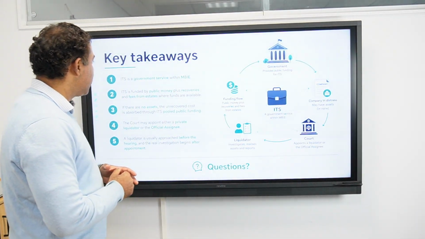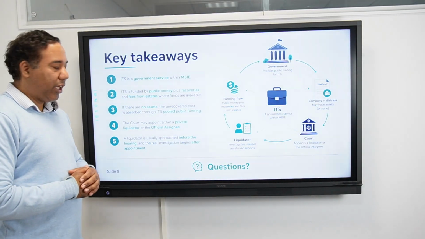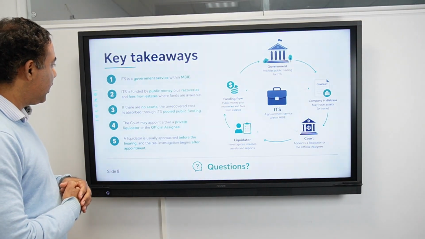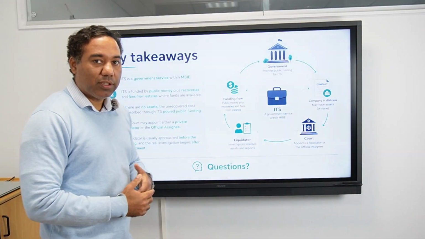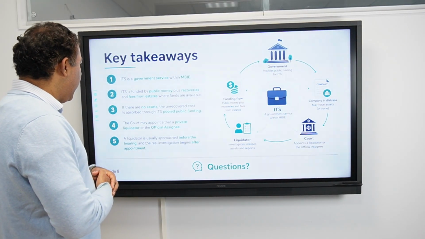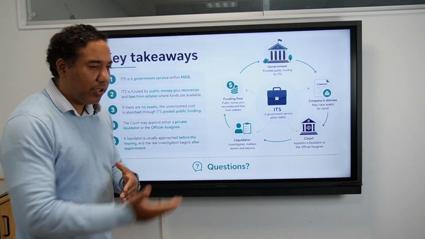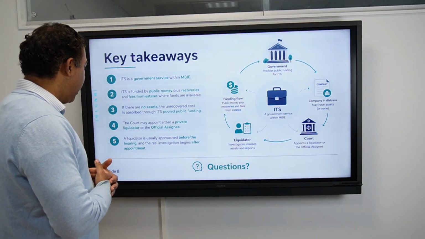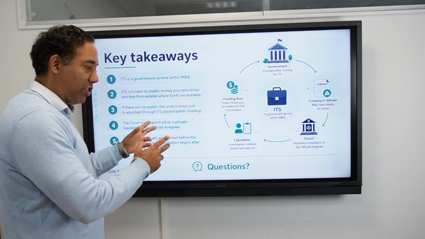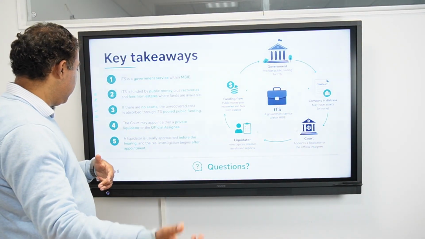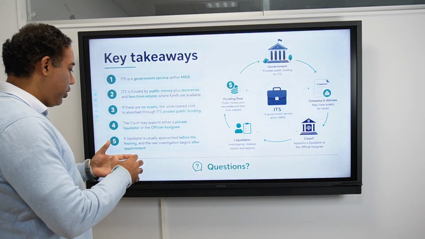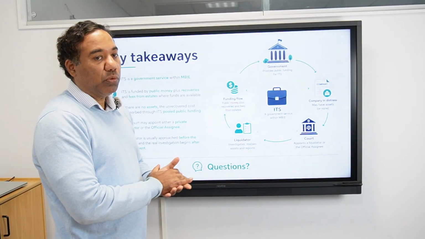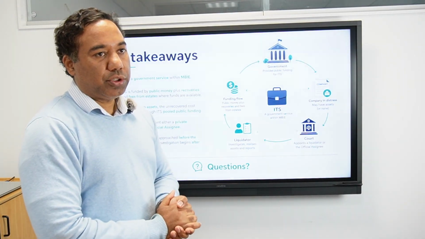So the key takeaways are: it's a government service, controlled by MBIE, and funded by public money, offset by any recovery they can make from fees and estates where funds are available. When no funds are available, it's just a cost anyway. And if there is no asset available, public funding keeps the system running. The court will appoint either a private liquidator or the official assignee. If someone has accepted it, that person is appointed, otherwise the default, which is the official assignee. And a liquidator is usually approached before the hearing. So before the hearing, a liquidator has, behind closed doors, already agreed to be the liquidator of that company.